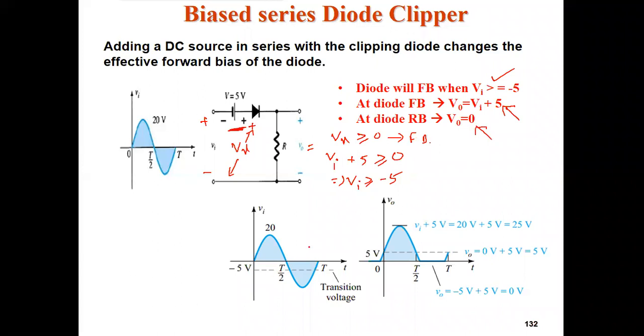Since the condition is -5, you draw a dotted line at -5. If this is asked in the exam, you write these three conditions. After that, draw the figure of the input signal, then at -5 draw a dotted line. Then you draw the corresponding output. So what will the corresponding output be?